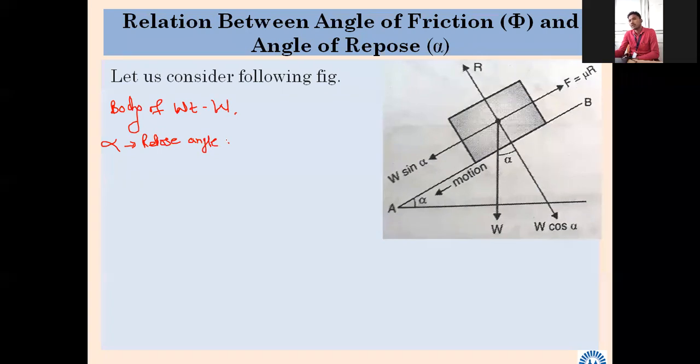Now, in this body, initially it will be something like this, a body of weight W. Its weight will be something like this, suppose in this way W. Here the angle is alpha. We know once the body is put in limiting equilibrium, it is about to move. Now where will the motion of the body be? Where will be the motion?